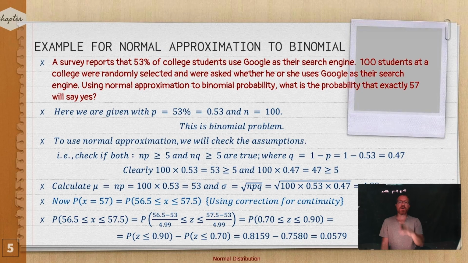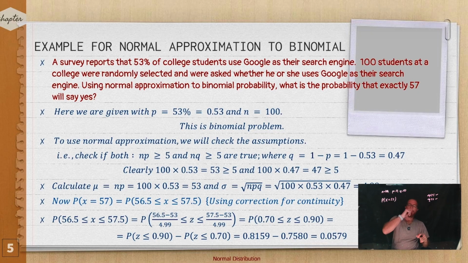For our next example, we're going to be using the same setup. We're asking 100 college students about their use of Google, and it's asking what is the probability that exactly 57 say yes. Well, we already checked our assumptions, but the first step would be to check your assumptions. NP, is it greater than or equal to 5? Yes. NQ, is it greater than or equal to 5? Yes, we can use our normal approximation.